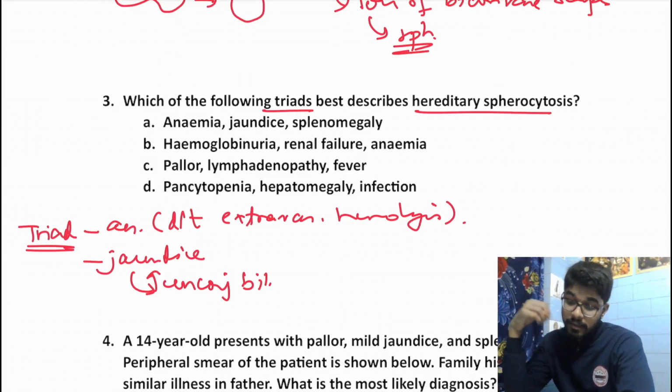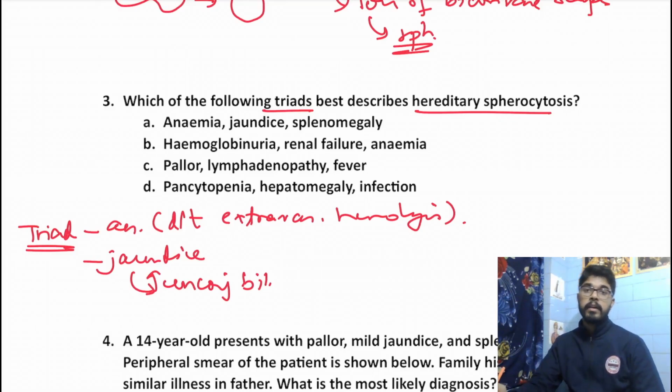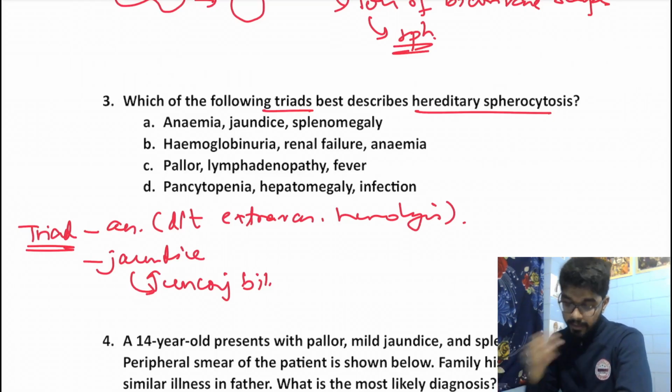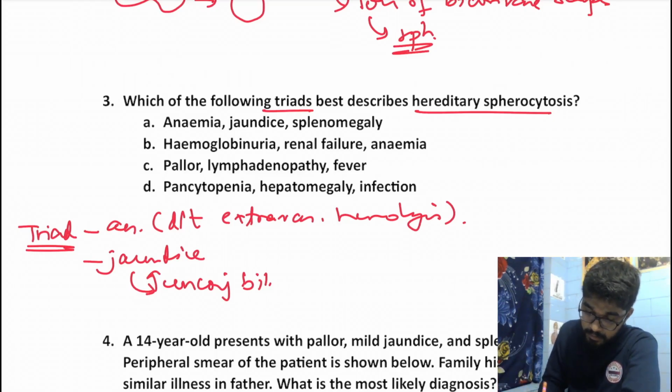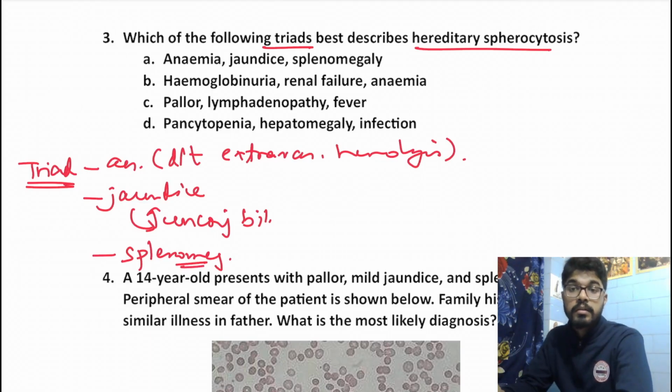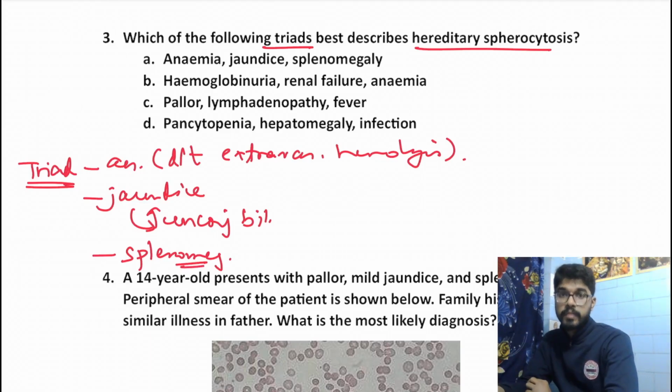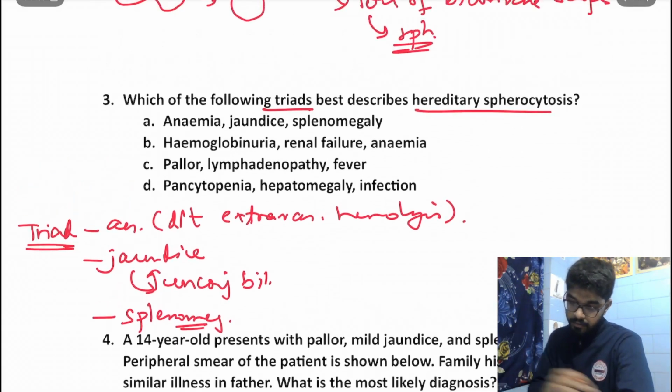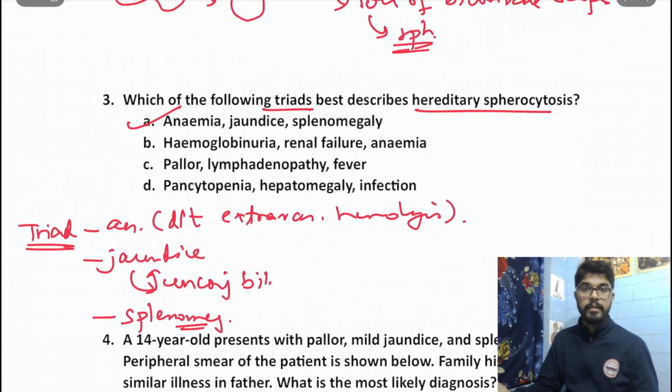Whenever there is destruction of RBCs, whenever there is hemolysis, there is release of hemoglobin, and this hemoglobin finally gets converted into bilirubin, and this bilirubin results in jaundice. And finally we have splenomegaly, because the spleen is sequestering the spherocytes. So our answer over here would be A: anemia, jaundice and splenomegaly.